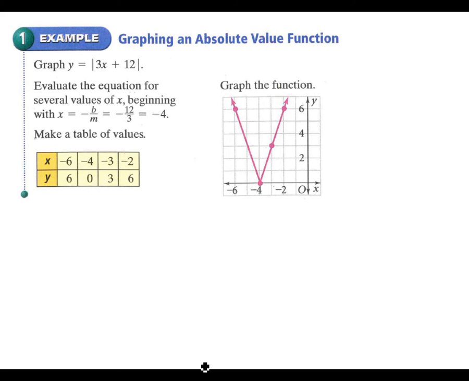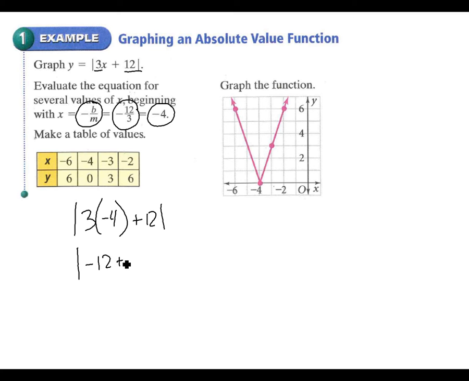Graph y equals absolute value of 3x plus 12. You can see the steps here. First, we find the x of our vertex, plugging in b and then plugging in m, and we get negative 4. And then we plug negative 4 back in. You can make a table, that's one way to do it. I like finding the vertex by just plugging back into the original. So let's try it that way also. Absolute value of 3, and we just found out that x is negative 4, and then plus 12. 3 times negative 4 is negative 12, plus 12 is 0. What's the absolute value of 0? It's just 0. So we have a point here, negative 4 comma 0. And if we're looking at our table, that's right here also. A couple different ways to do it.